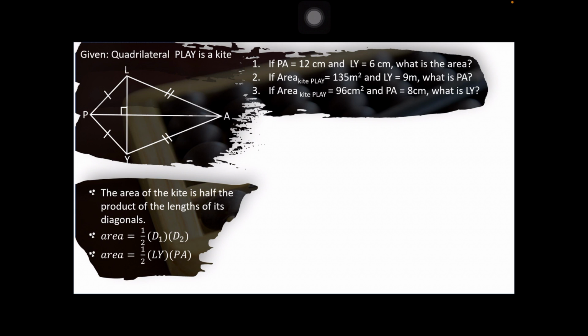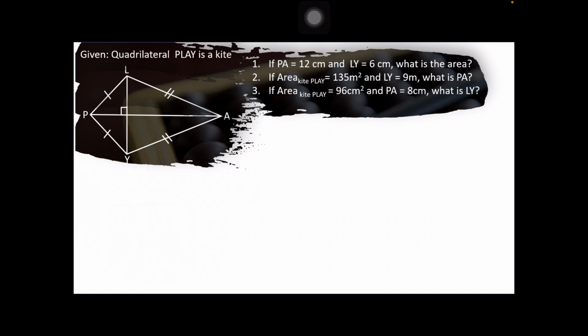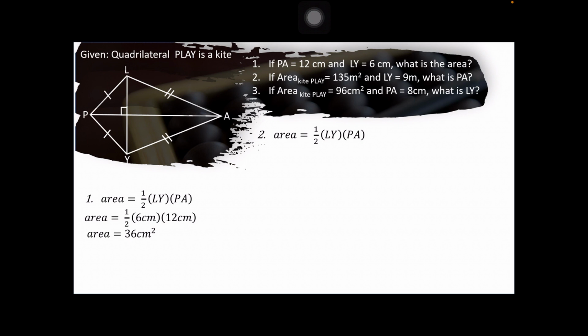Yan. Number 1, according to our theorem, the area of the kite is half the product of the lengths of its diagonals. Area is equal to 1/2 times d sub 1 times d sub 2. According to our illustration, the area is equal to 1/2 times the segment LI times the segment PA. Using this formula, substitute lang po natin yung ating given sa number 1. Magiging 1/2 times 6 times 12, that is 36 cm squared. The area is 36 cm squared if diagonal PA is 12 and diagonal LY is 6 cm.